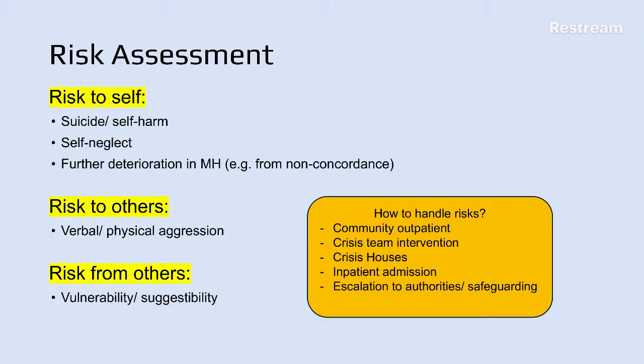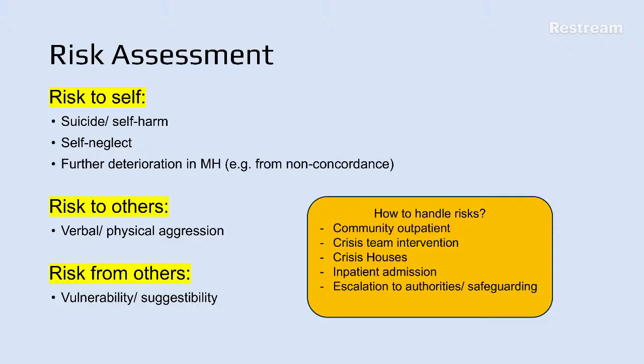Okay, so the last part of your MSE is your risk assessment, right? And risk assessment is broken down into 3 distinct parts: risk to self, risk to others, and risk from others. Risk to self has to do with things like suicide, self-harm, self-neglect, or further deterioration in the mental state. It's not an exhaustive list. These are just examples, right? Risk to others has to do with verbal and physical aggression, and risk from others has to do with how vulnerable or susceptible the patient is, maybe, right? Or if someone's abusing them. Again, it's not an exhaustive list.